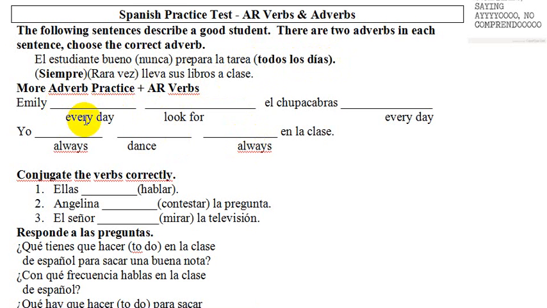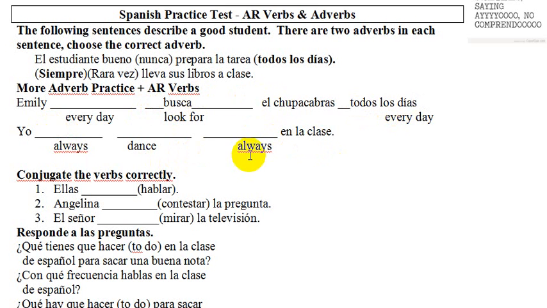Okay, this one, Emily every day looks for the chupacabras, or she looks for the chupacabras every day. It sounds a lot better to me if it's over here. So I'm going to put the every day over here, which is todos los días. And to look for is buscar, so that's going to be busca for the he, she form.